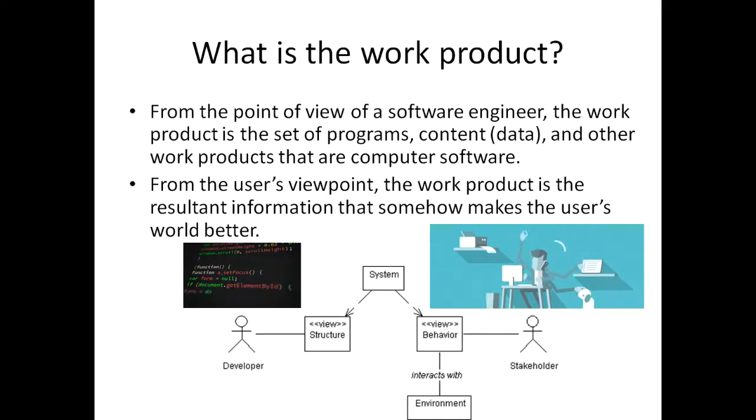What is the work product? The final work product is the software. The software is seen differently by the developer as well as the users. According to a software engineer, the final product, the software, is a set of programs, content, and other work products that are computer software. In contrast, from the user's point of view, the work product is the resultant information that somehow makes the user's world better. That is, the final work product is a software, and that software makes the life of a user simple.